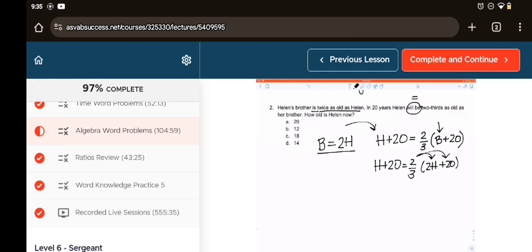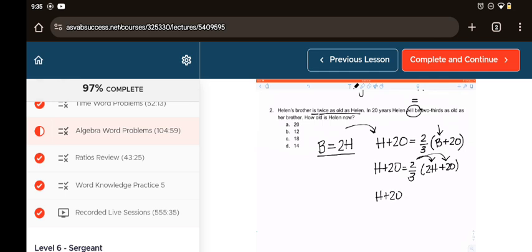Now, because this is outside of the parentheses, we have to multiply everything inside the parentheses by it. So H plus 20 equals 4H over 3 plus 40 over 3. Notice that I only multiply the tops. The bottom stays the same. Okay? Now I'm going to minus 20 on each side. Oh, I'm sorry, no, I'm not. Let's minus 40 over 3.